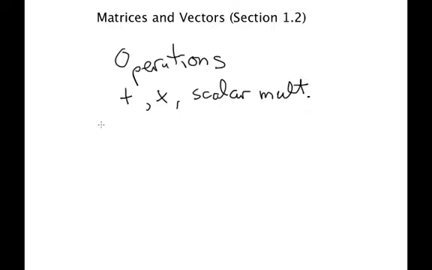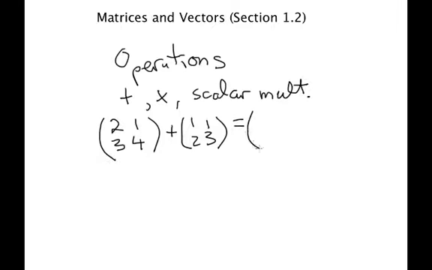So let's just do a couple of quick examples. So addition of matrices, if you have two matrices of the same size, you add them just by adding their components. 2 plus 1 is 3, 1 plus 1 is 2, 3 plus 2 is 5, and 4 plus 3 is 7. If you have two matrices of different sizes, either different number of rows or different number of columns, you cannot add them.